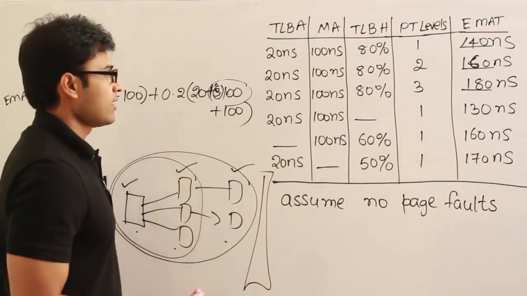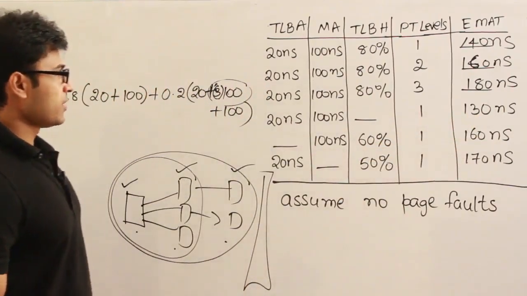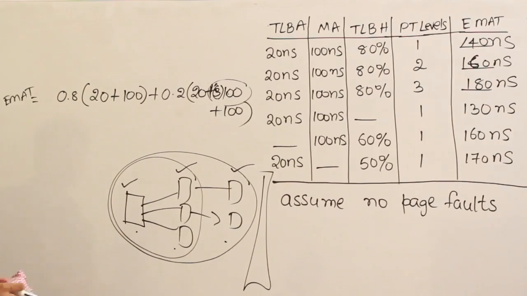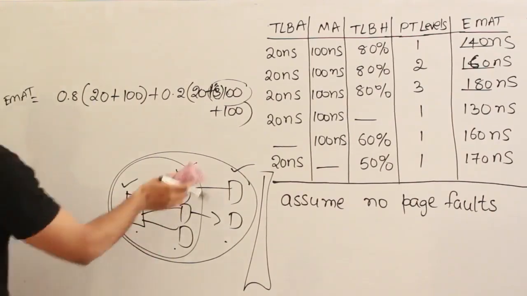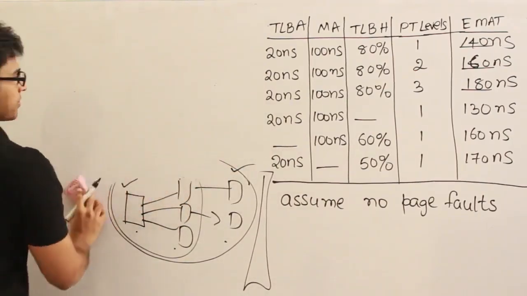Okay. And the next one is 20 nanoseconds is the TLB access time. Everything is given, and then they have given us even the effective memory access time. Then they are asking us what should be the hit rate. So how can you solve it? So let us assume that the hit rate is P.